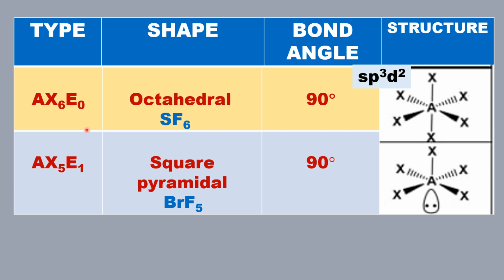Okay, let us now replace one bond pair by one lone pair, AX5E1, BrF5. See here the structure, in the last column, there is one lone pair. So the geometry is square pyramidal and the bond angle is 90 degree. This is irregular, distorted geometry because of the presence of the lone pair. Okay, this is the only one type possible for AX5E1.